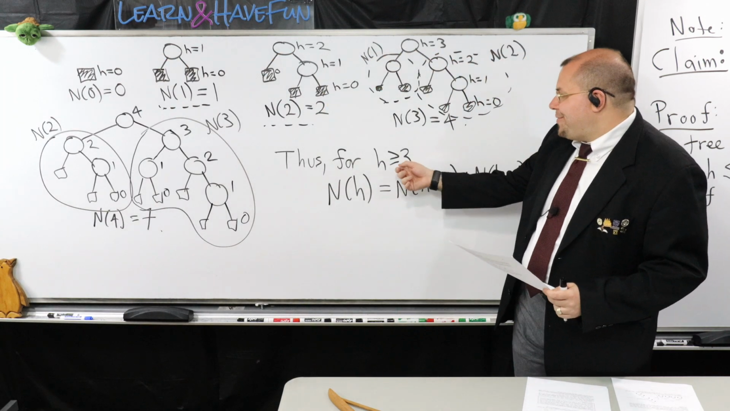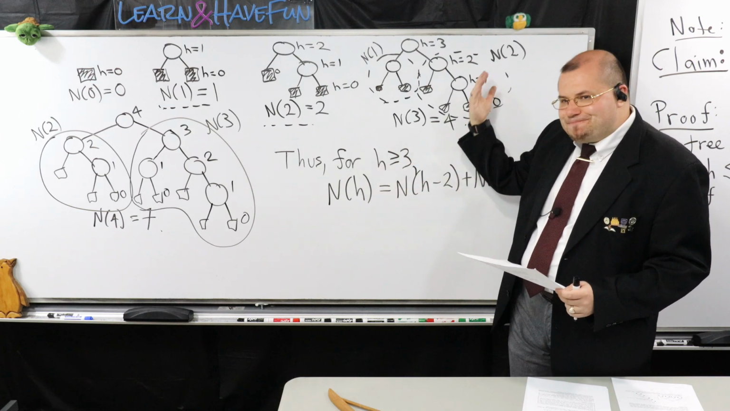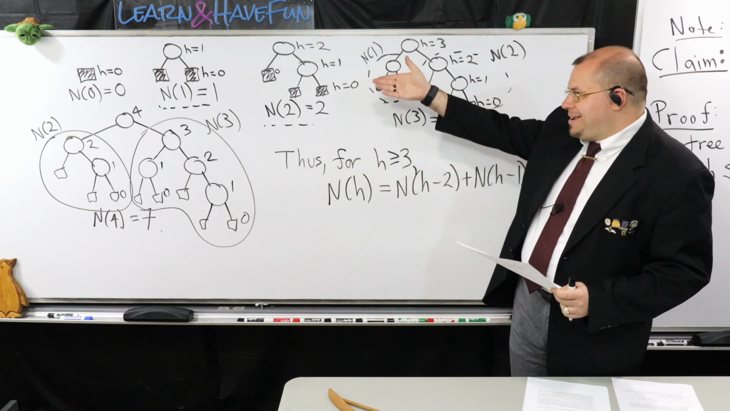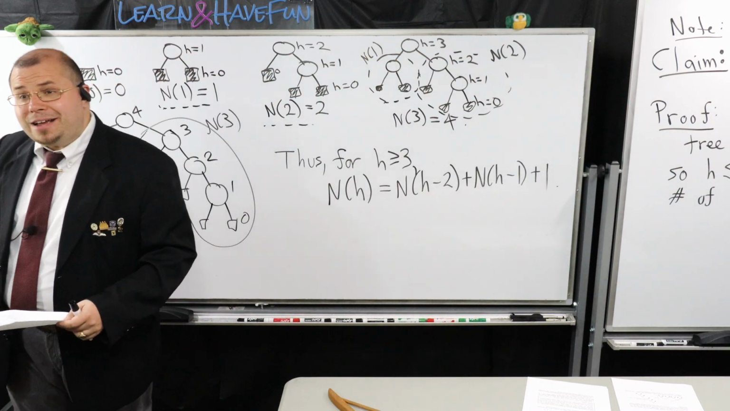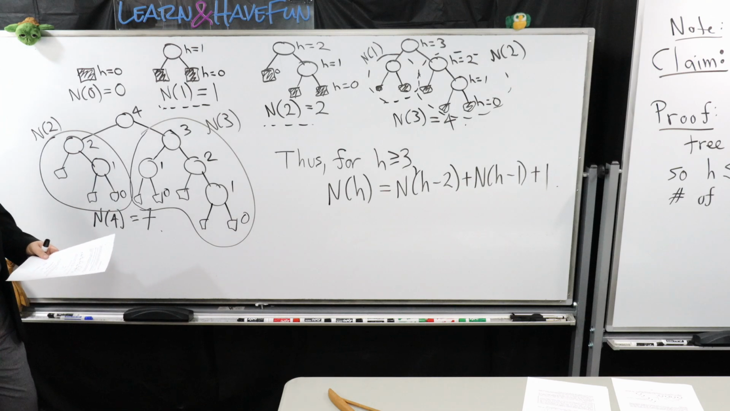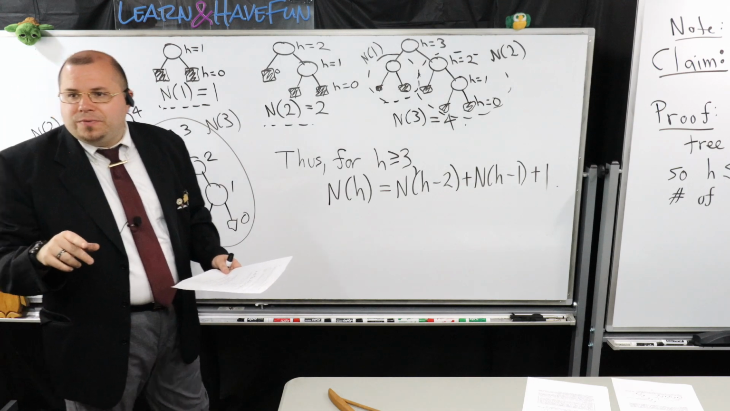So this is its value for h greater than or equal to 3. And you can define the base cases as we have over here. So any questions about that? Any questions at all? So now we actually have one key ingredient in the proof.